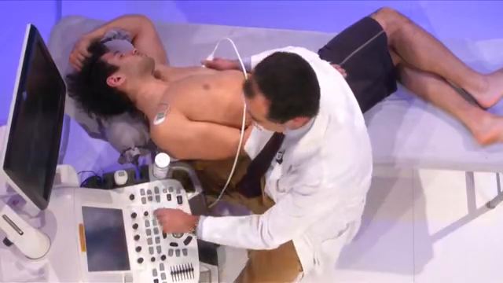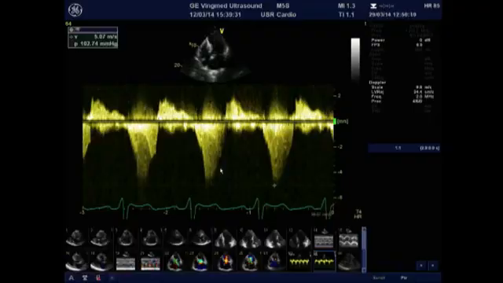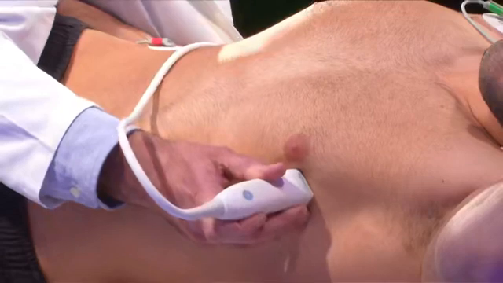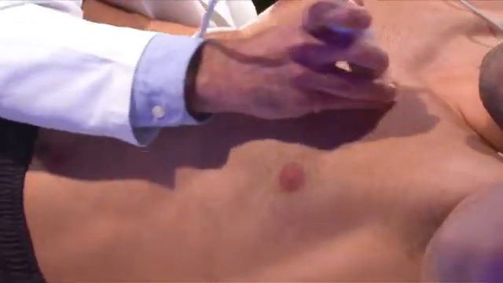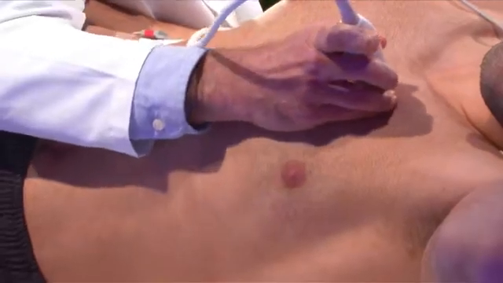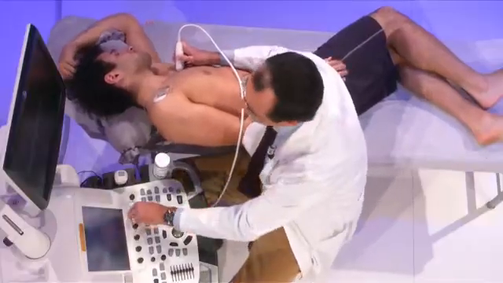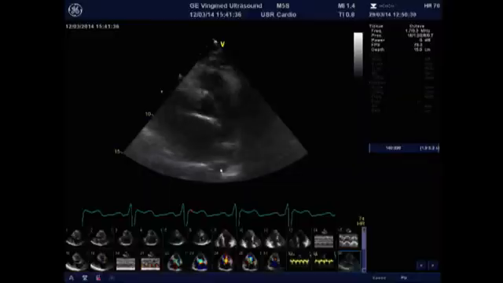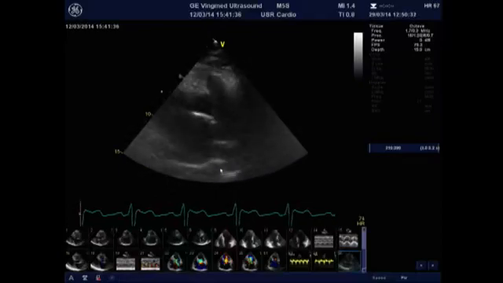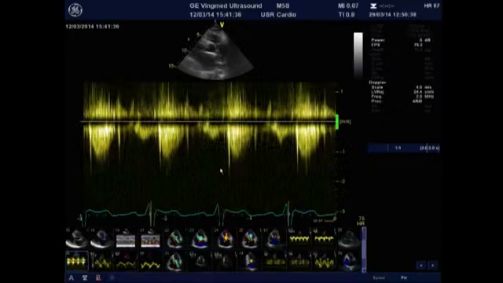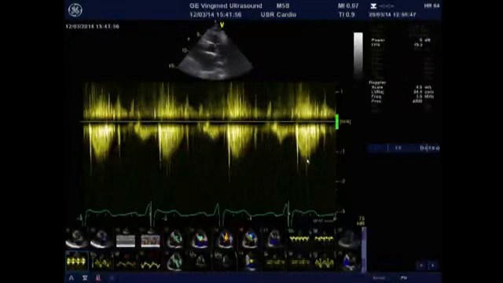Another one, always gradients above 100 millimeters of mercury, and now, even though it's not very frequent, it is rare, we always have to look for right ventricular outflow tract obstruction. So we move our view to the parasternal view, short axis at the level of the pulmonary valve. Everything seems okay, and with continuous wave Doppler, the velocity is mildly higher than 1, so there is no right ventricular obstruction at all.